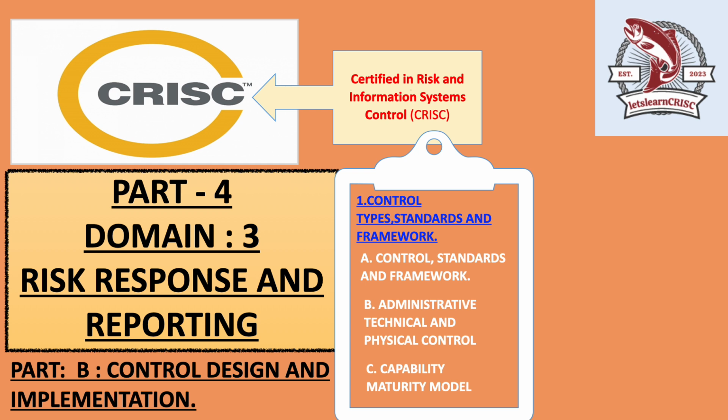Right? Friends, under this, we'll move further ahead and discuss the control types, standards, and frameworks. We all know that control types refer to the various categories of control that organizations can implement to manage risk. These may include preventive, detective, corrective, and different types of controls. Moving further ahead, we'll discuss administrative, technical, and physical control. We all know that administrative control involves policies and procedures. This includes roles and responsibilities, risk assessment, and security awareness training.